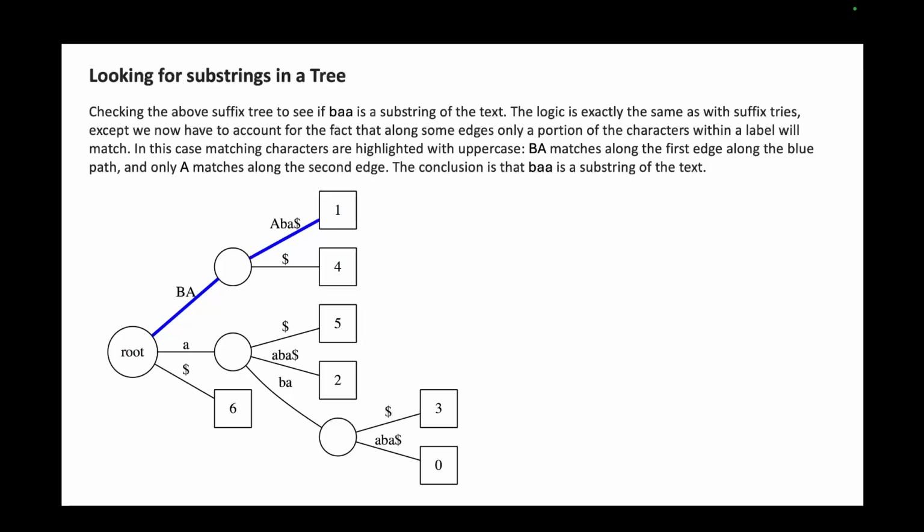But if it partially matches, it means that it is a substring. But the pattern should be a full match. Get what I'm saying? So if it is BAA, it should fully match. BAA should be present, right? So it should not be BAB here, right? It should be BAA, and BAA should match the string, right? Okay. So BA matches along the first edge, along the blue path, and only A matches in the second edge. The conclusion is that BA is a substring of the text. Right?